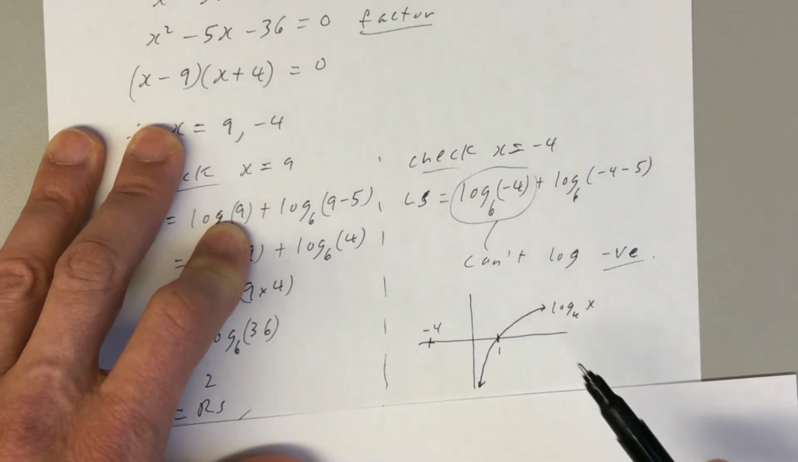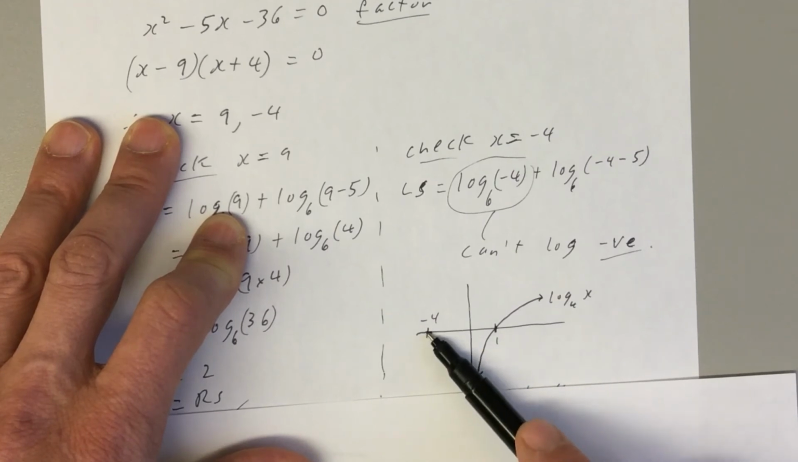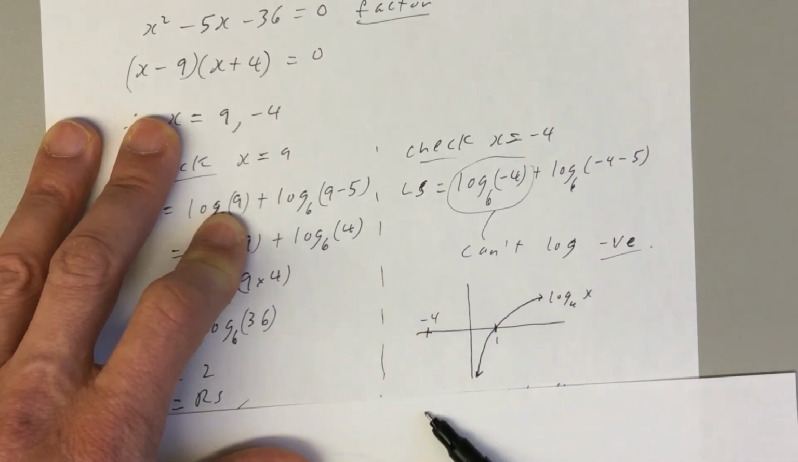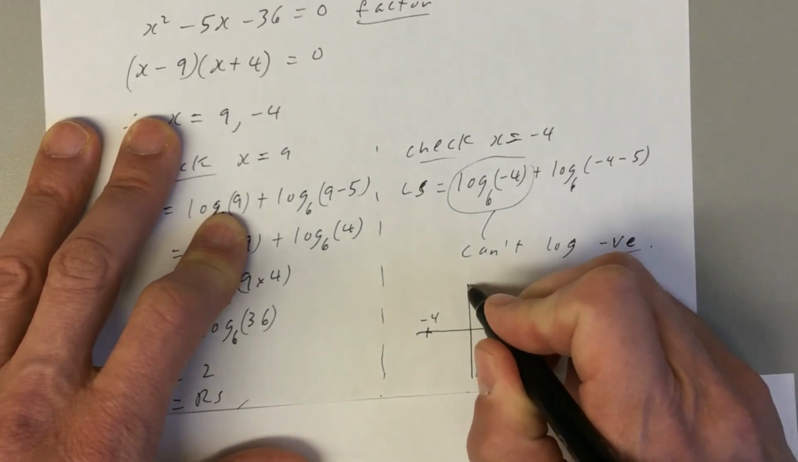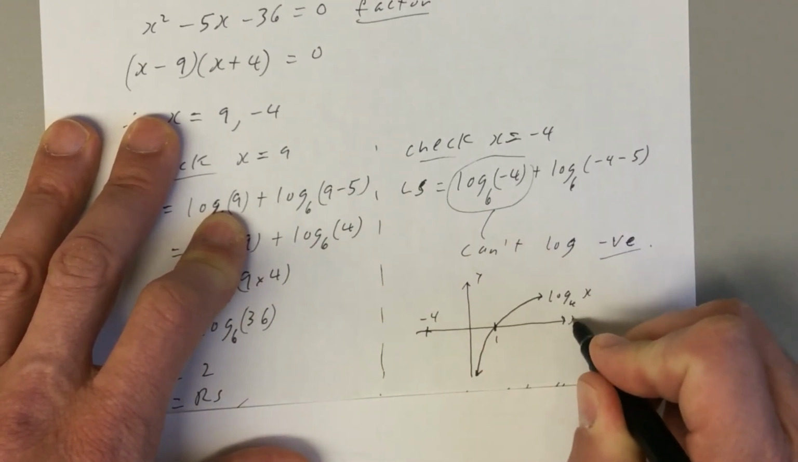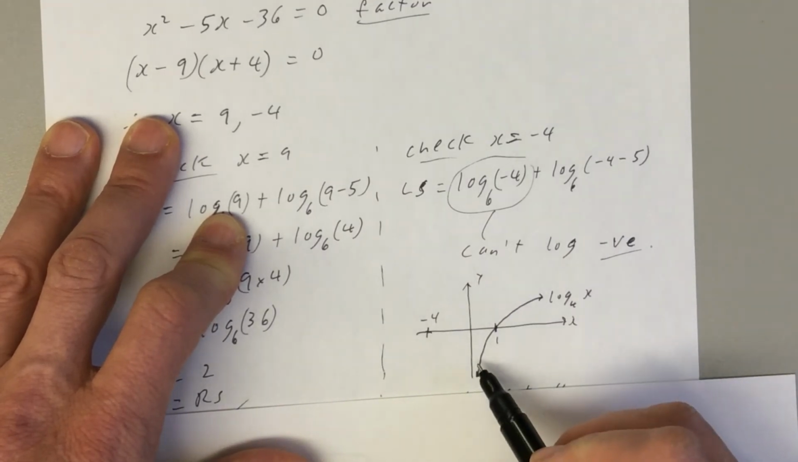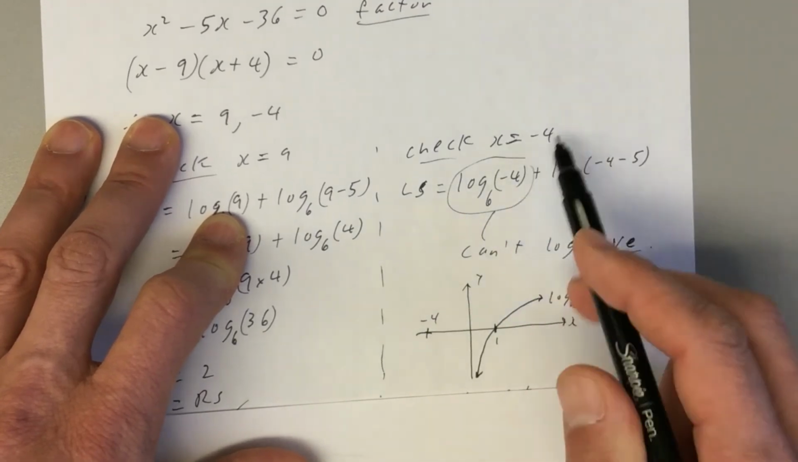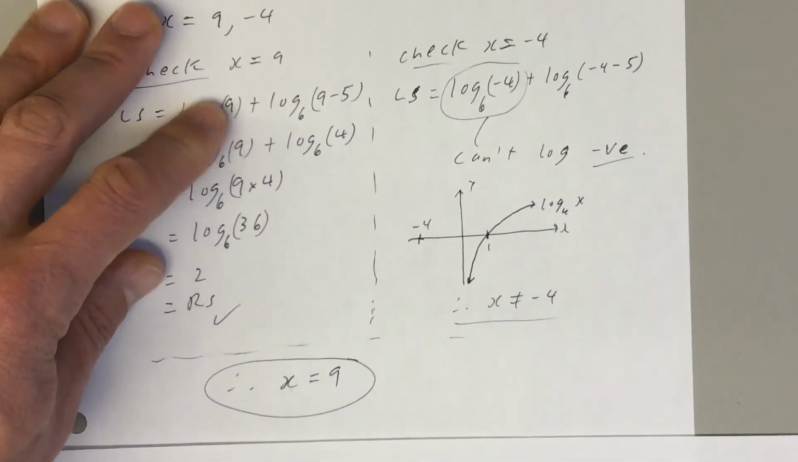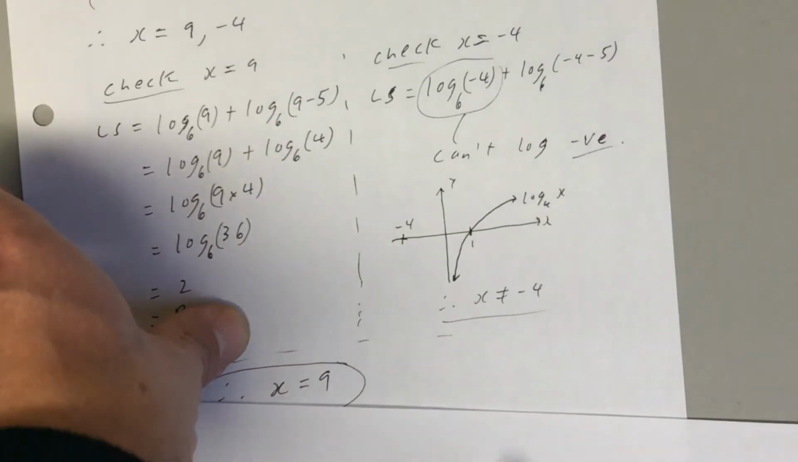Okay, because here's the log function, log base 4 of x. Negative 4 is over here. If you go up or down from there, you never hit the function because the y-axis is an asymptote. Okay, so the log function never goes to the negative, so you cannot take the log of a negative. Okay, so this is not possible, which means negative 4 is not a solution to this, and x equals 9 is the only answer. Okay.